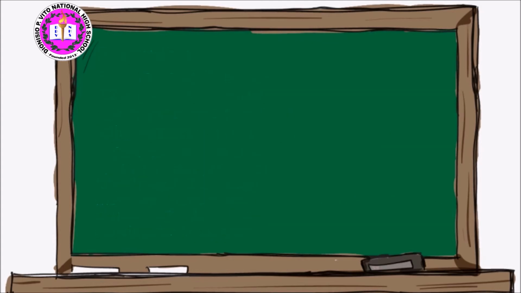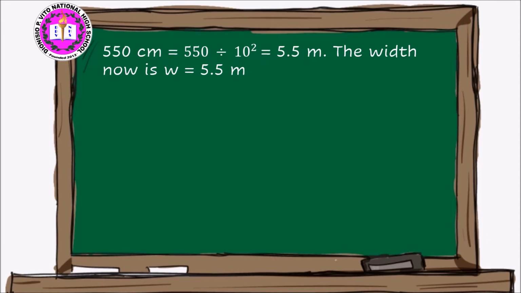So let's try this. We have 550 centimeters is equal to 550 divided by 10 squared because a centimeter is 2 steps away from a meter. So we have 550 divided by 100 is equal to 5.5 meters. Therefore, our width now is 5.5 meters.